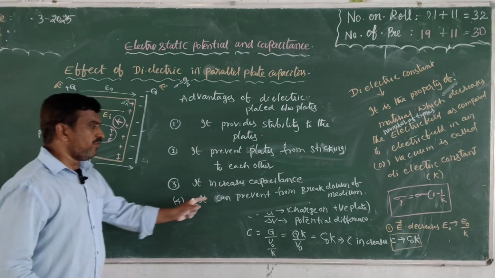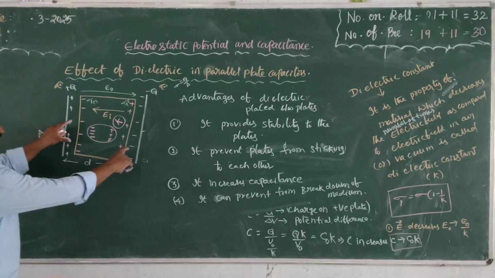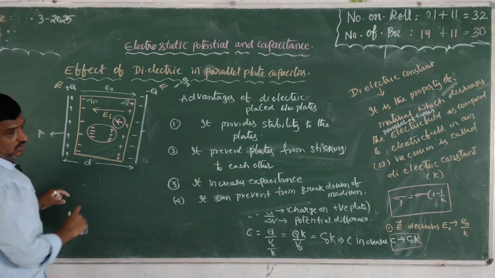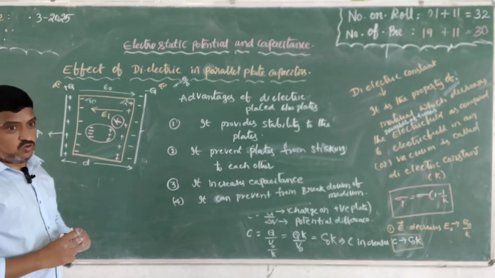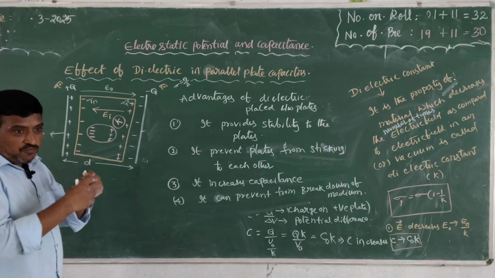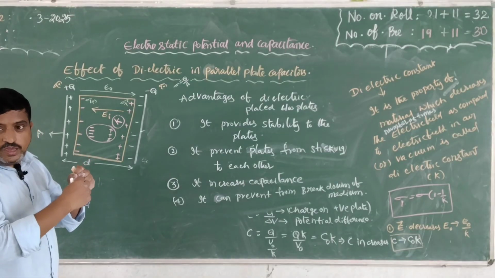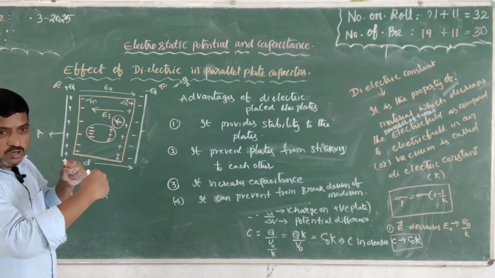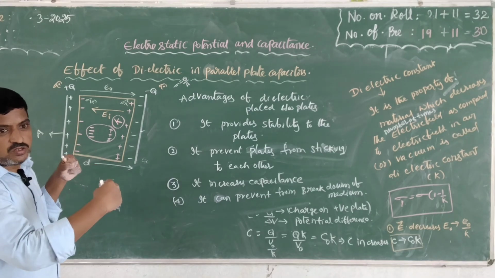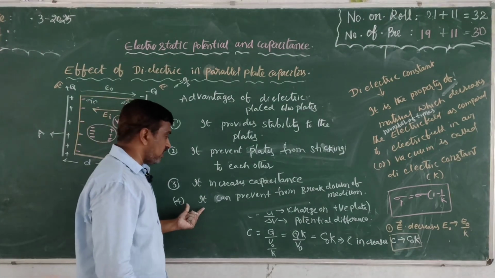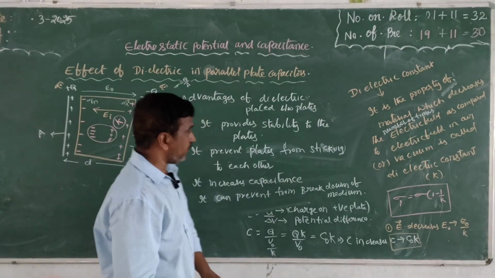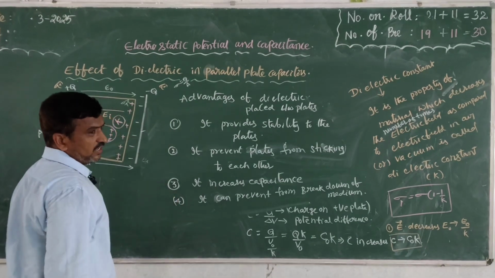What is breakdown of medium? Without dielectric, what is there between the plates is air, and air molecules are neutral. Because of the high electric field, it will pull on the air molecules, and the medium breaks. The dielectric can prevent this breakdown of medium. These are the advantages of dielectric placed between the plates.